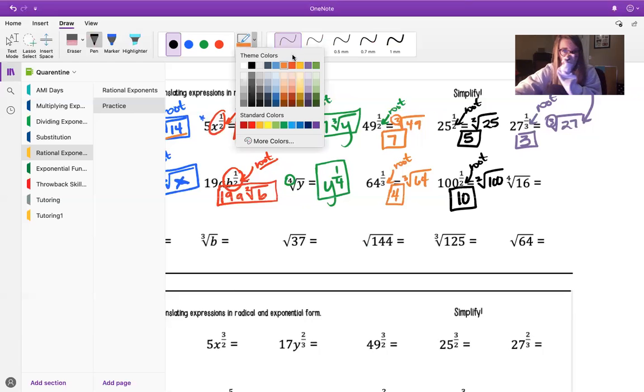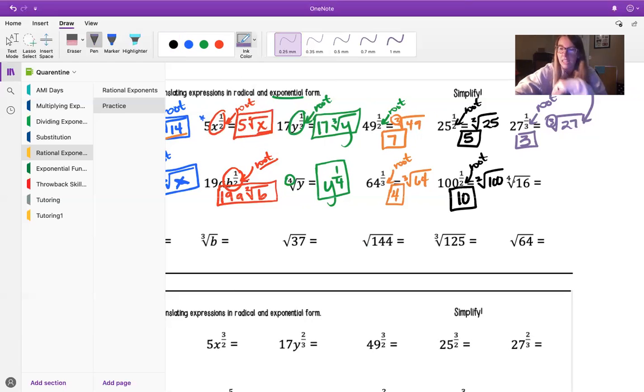All right, last one on this row is 16 to the 1/4. So we know that the root is going to be our denominator. 16 is our base. 16 to the 1/4. So what can we multiply by itself 4 times to equal 16? And that is going to be 2.